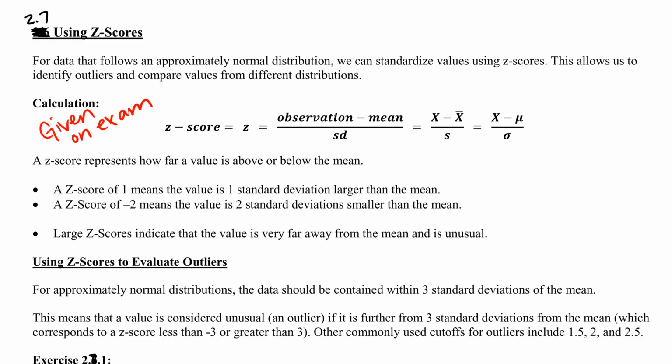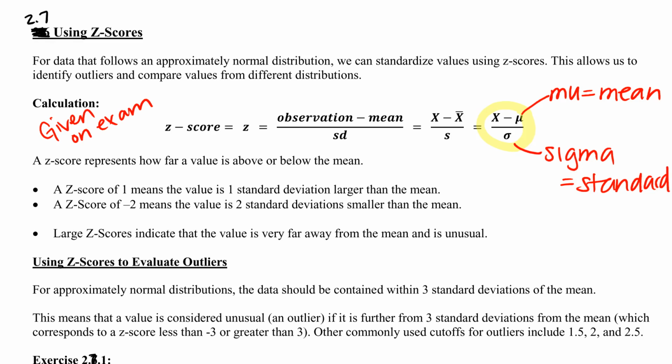The z-score formula is right here. It's going to be given to you on the exam. Nothing for you to do here except know how to plug into it. The formula that I'll give you on the exam will look like this: z equals x minus mu over sigma. You need to remember that mu is our population mean, and sigma down here at the bottom is our standard deviation.